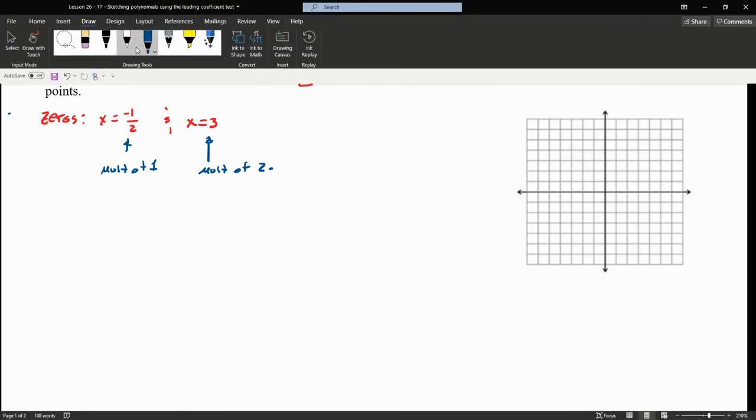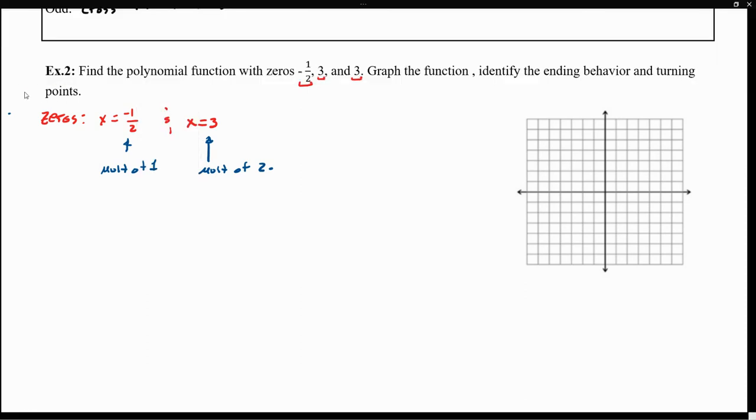So let's just plot that in. I know that I have a solution at -1/2, which is about right here. And I also have one at +3, which is about there. All I know is that those are my roots, and I just place them. Now, if I want to graph this, I need to know the end behaviors.